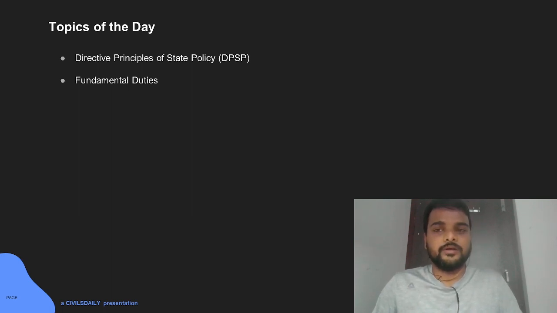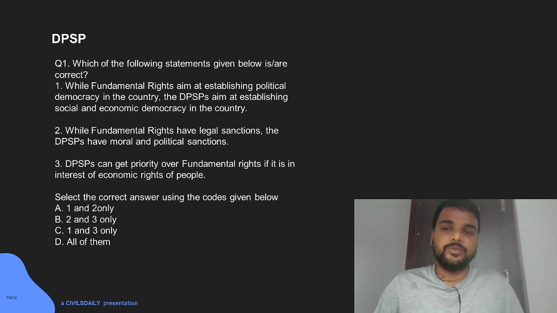So let's start, and the first question is on the DPSP. Which of the following statements given below are correct? Okay, so let's read the statements one by one. While fundamental rights aim at establishing political democracy, the DPSP aim at establishing social and economic democracy in India. So this looks logically correct and it is factually also.